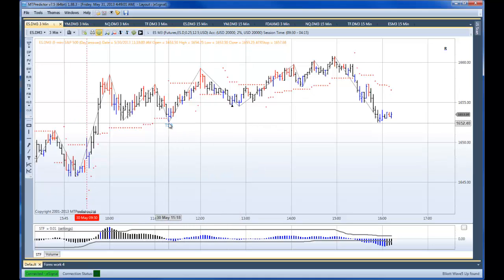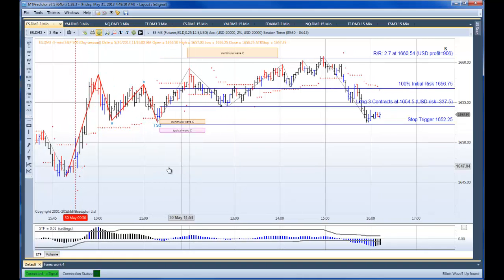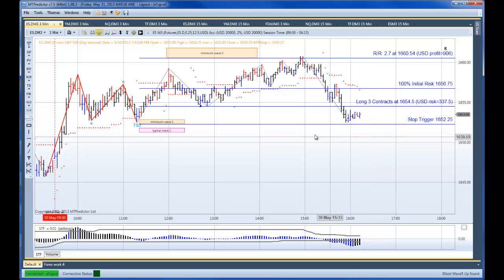We've got a lovely TS3 buy setup here at about 20 past 11. So if we hover over this blue buy bar, right mouse click to analyze setup, this would give us our trade setup. Remember, we use correct position sizing to keep our initial risk small and under control. You can see this would have taken us into a long trade.